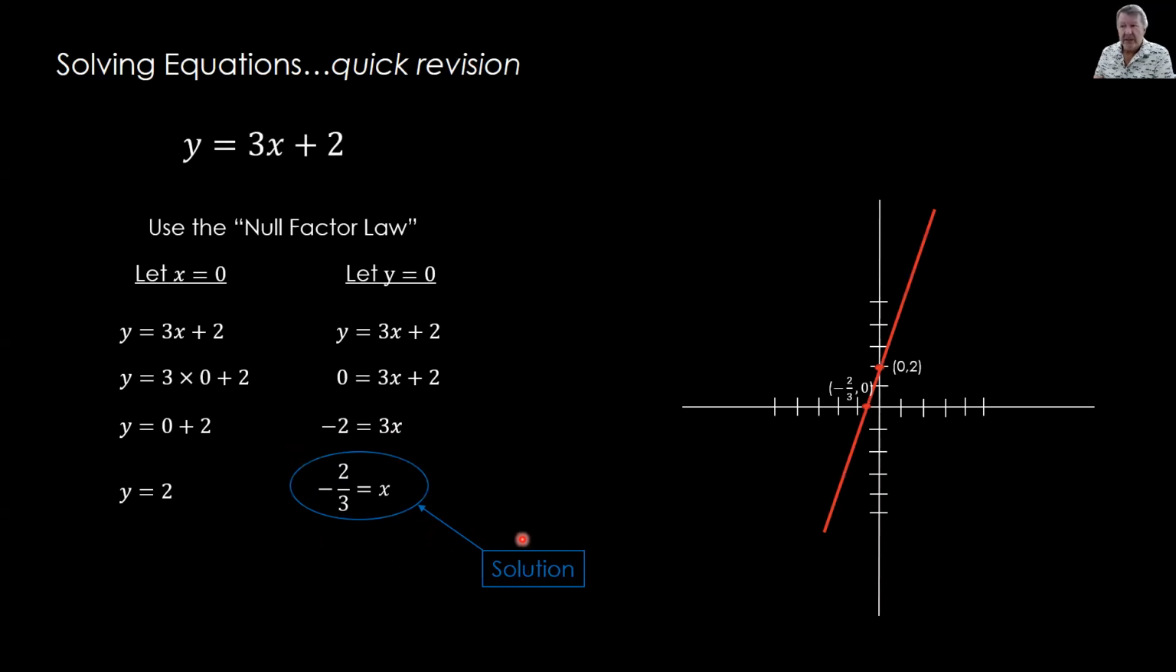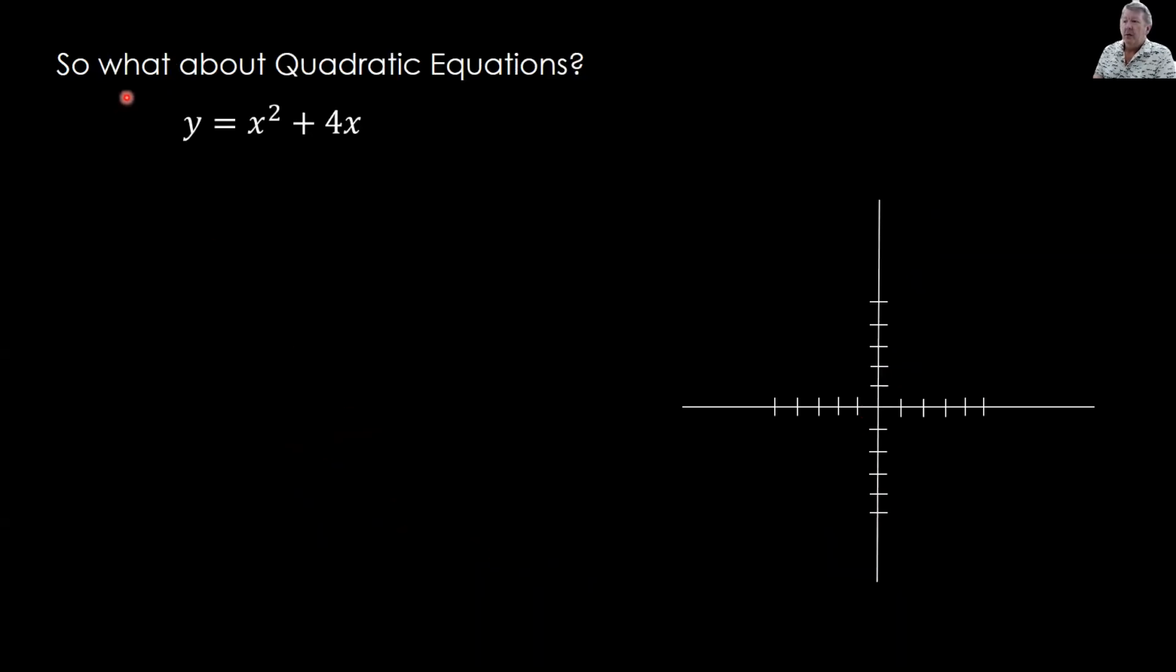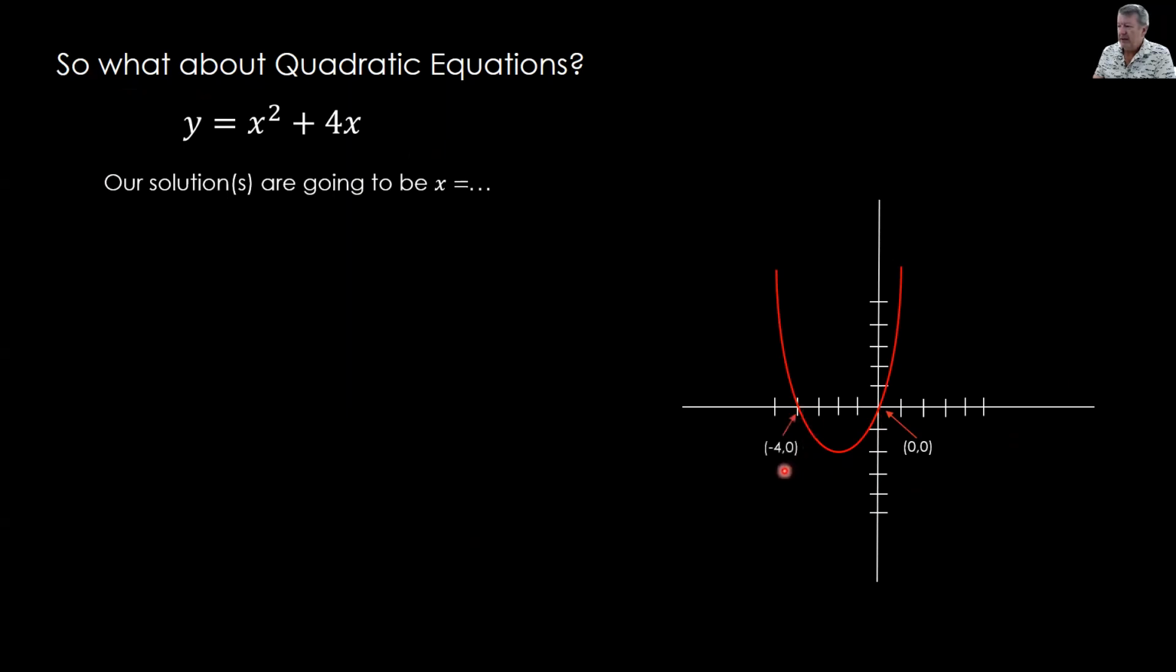Okay, so it's time to start applying this to quadratics. Let's have a look. So what about quadratic equations, you say? Okay, here's a quadratic equation. y equals x squared plus 4x. Now let's have a quick look at this on the graph. We need to find the solutions. Now remember, the solutions are only the x-intercepts. So here's an x-intercept. So that's 0, 0. And here's the other x-intercept, which is negative 4, 0.